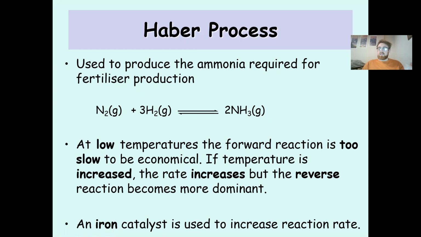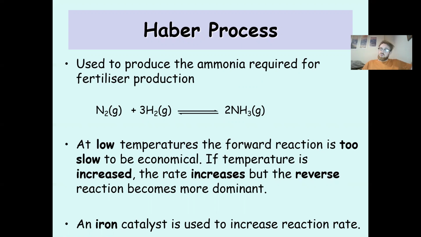So we need to find a way to ensure that the majority of the reactions are the forward reaction and that we minimize the backwards reaction as much as possible. We can do that by increasing the temperature. Okay, so at low temperatures, the forward reaction is just too slow. Okay, if the temperature is increased, the rate increases, but the reverse reaction becomes more dominant, so there's a balancing act. You can't increase it too much because then the backwards reaction takes precedent over the forward, but you want to increase it a bit so that it becomes fast enough.